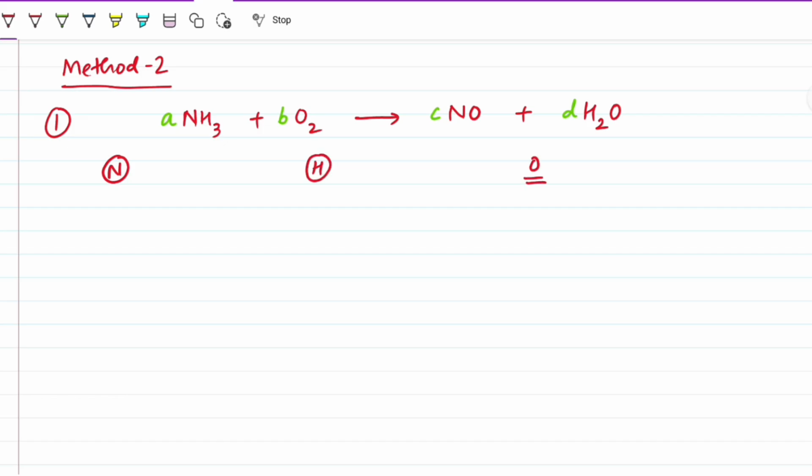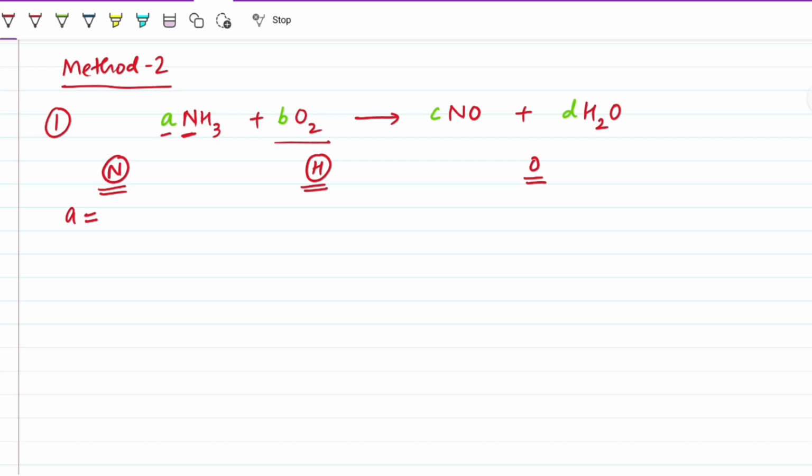There are 3 different types of elements in this equation, so make equations according to these atoms. This is the most important step. With respect to nitrogen, what equation can I write? Nitrogen is present in NH3, and that too only one atom. Which coefficient is written in front of it? A. So I can directly write A.